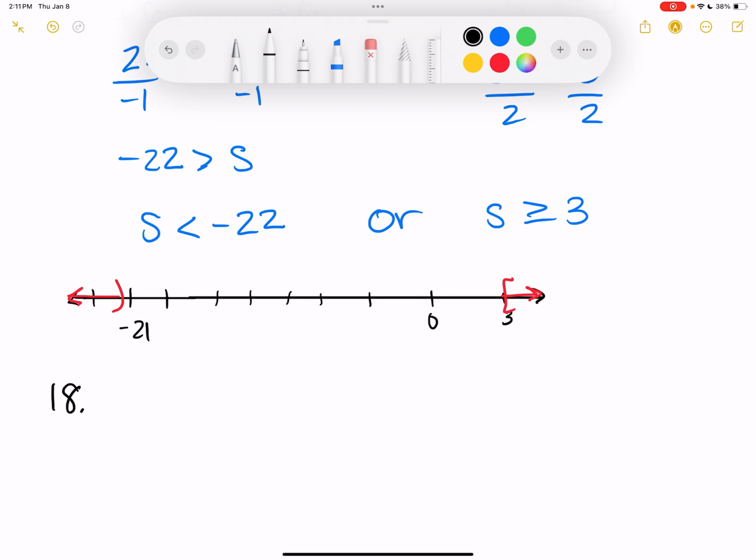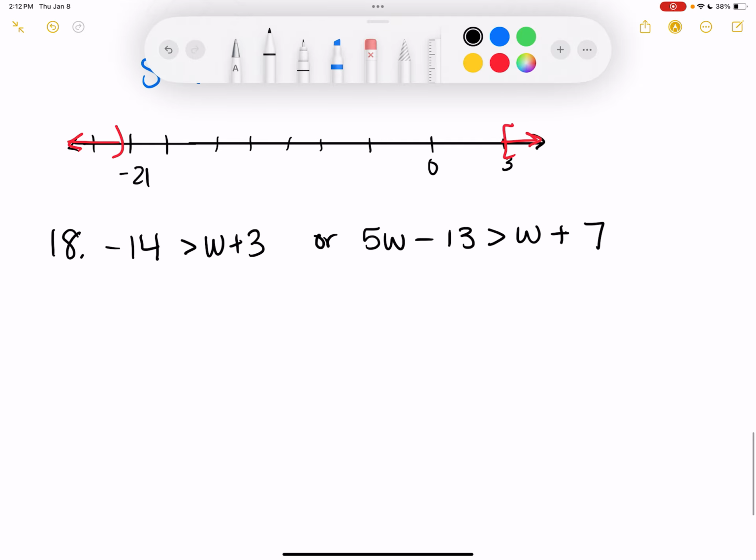Who's the card? Sean. Negative 14 is greater than W plus 3, or 5W minus 13 is greater than W plus 7. I got you for this one. So first, you're going to subtract the 3 from the other side. So that will be negative 17 is greater than W. So that will stay there. And then you do a big or. And then you do the other side.